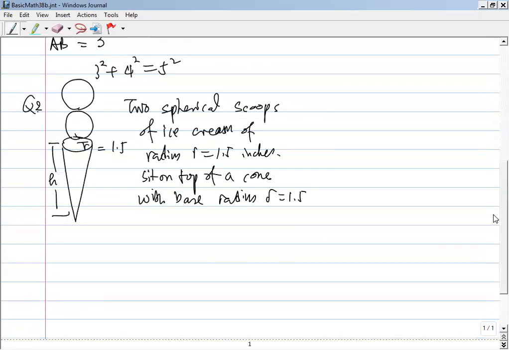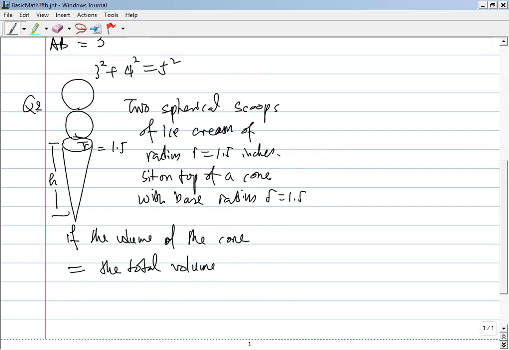My question is, this is the problem. If the cone holds exactly the same volumes of both scoops together, what is the value of h? So if the volume of the cone equals the total volume of the 2 scoops, what is the value of h?